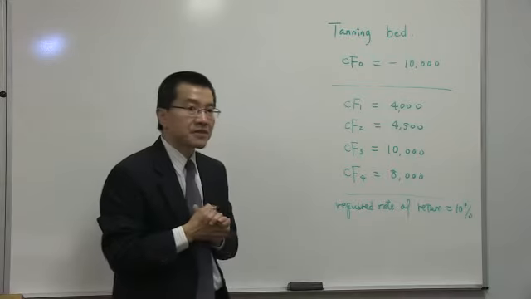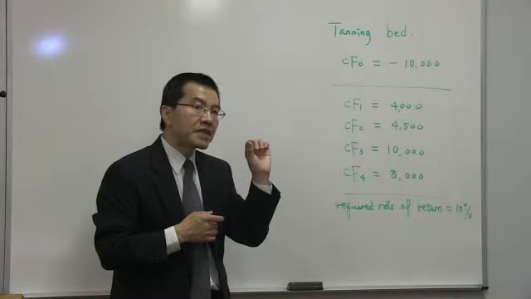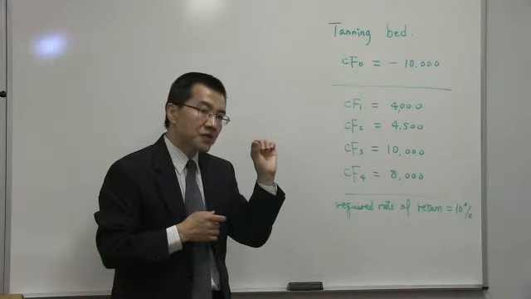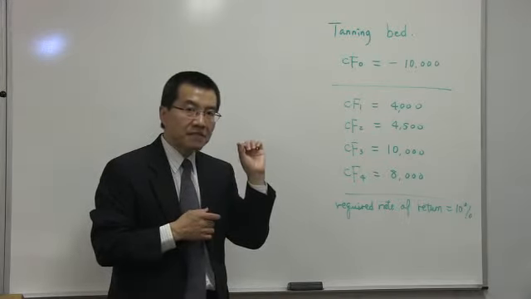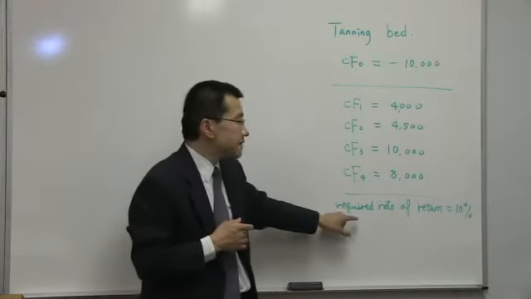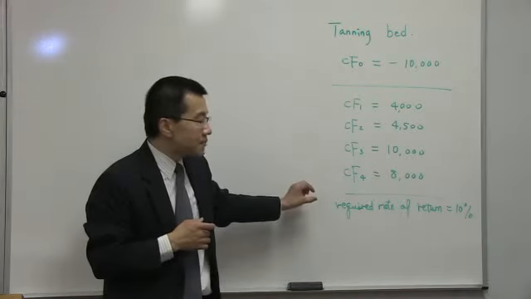So this is based on, say, the fitness center may need to borrow money from commercial banks, right? So they need to pay for the commercial loans. And also, they need to consider the risk level of this project. So based on that information, they say the required rate of return should be 10%.